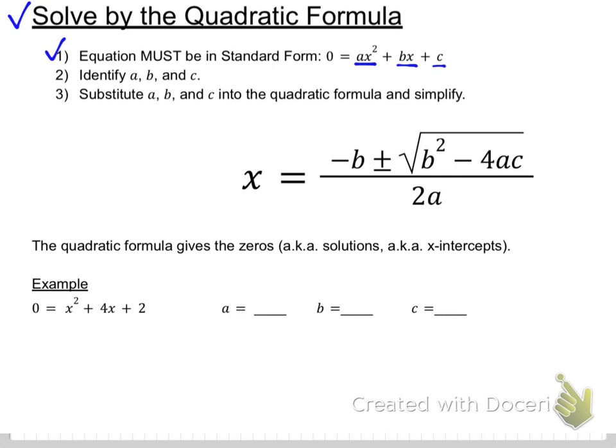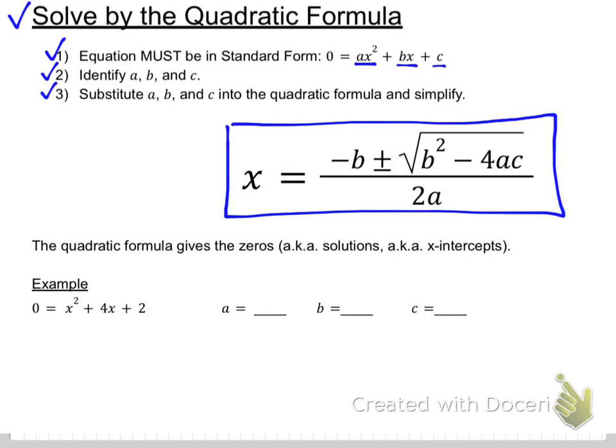So standard form. The next step for using this is we're going to identify what a, b, and c are. A is the coefficient of the x squared term, b is the coefficient of the x term, and c is the constant. Then we're going to substitute those a, b, and c into this quadratic formula here.